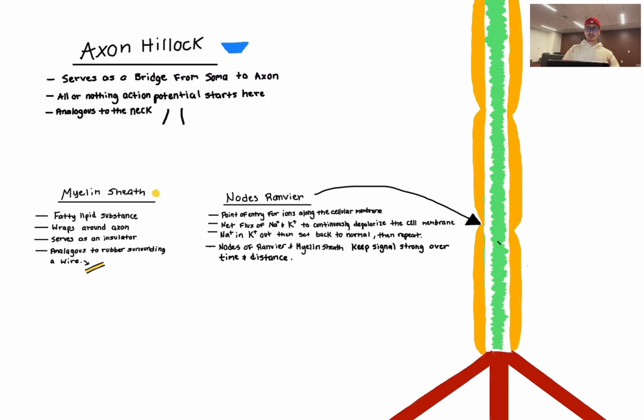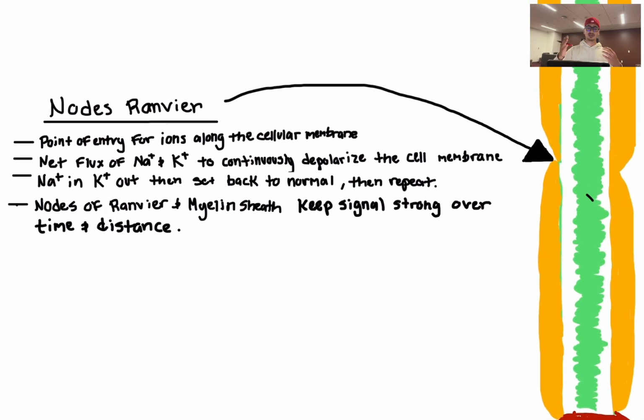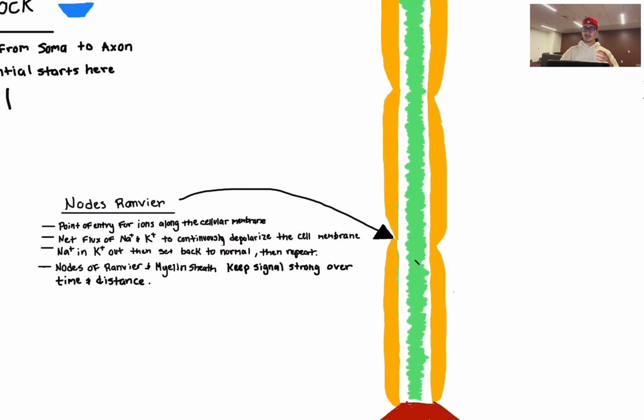And there's these little dips that I drew here in the myelin sheath, and we call these the nodes of Ranvier. And what happens at the nodes of Ranvier is it's a point of entry for ions along the cellular membrane, right? And what I mean by the point of entry, basically meaning this is where sodium's going to enter, this is where potassium's going to leave, and it's going to be a depolarization of the cell. So it's the net flux of sodium and potassium to continuously depolarize the cellular membrane, right?